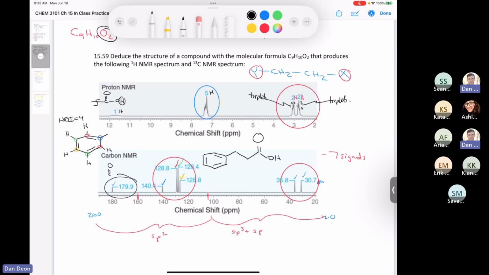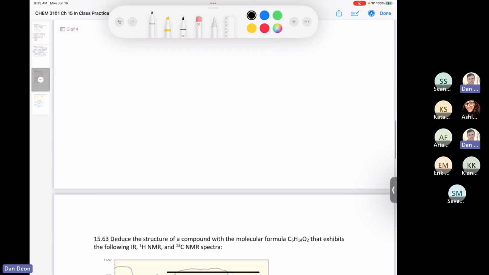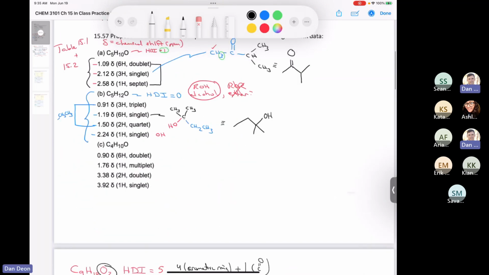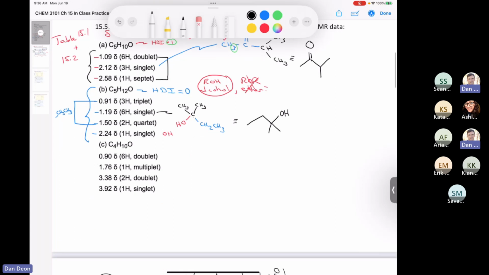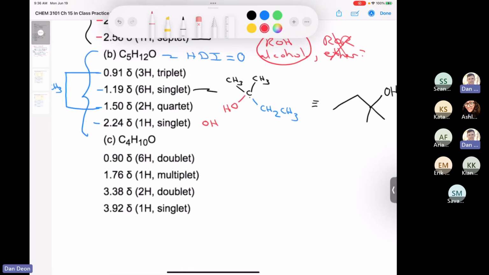So you see how we used proton and carbon NMR together to solve this problem. So let's go back here, and let's try another problem that involves just proton for a second, okay? So let's try one more. Try this one here.